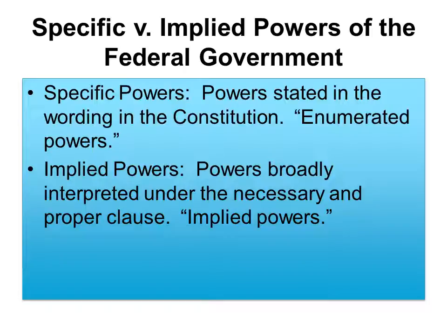And that's part of that section 8, subsection 18. There are specific powers stated for Congress, for example. Now, there would be powers granted to the other branches under those articles. But right now our focus is on the powers granted to Congress. And there are implied powers, powers that are broadly interpreted under the necessary and proper clause.